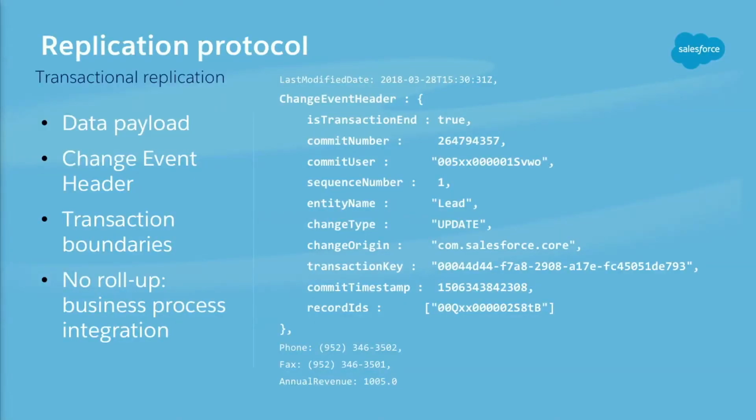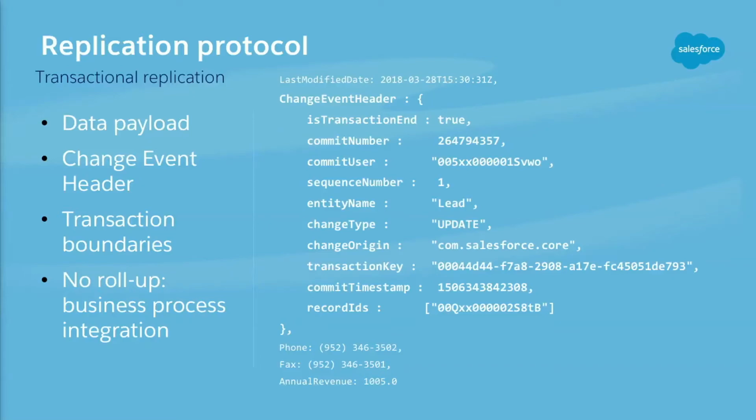Another thing that I'd like to take a look at is the replication protocol itself. This is a little bit technical, but it's important to mention that the payload of the change event is derived from the schema of the object it represents. So we include all the fields of account in the account change events, plus a header that tells you how this change fits into the overall scope of the transaction.